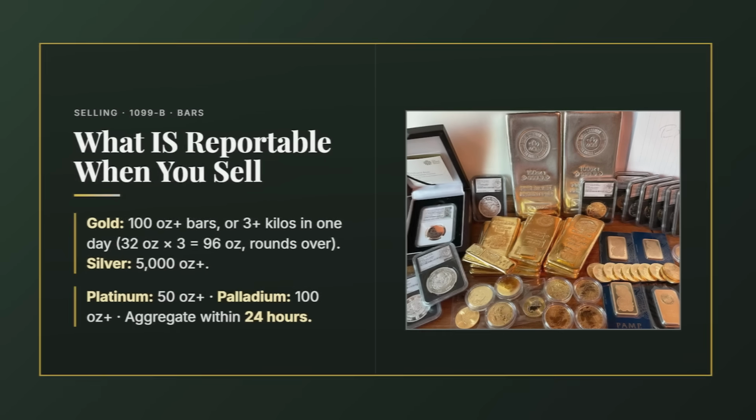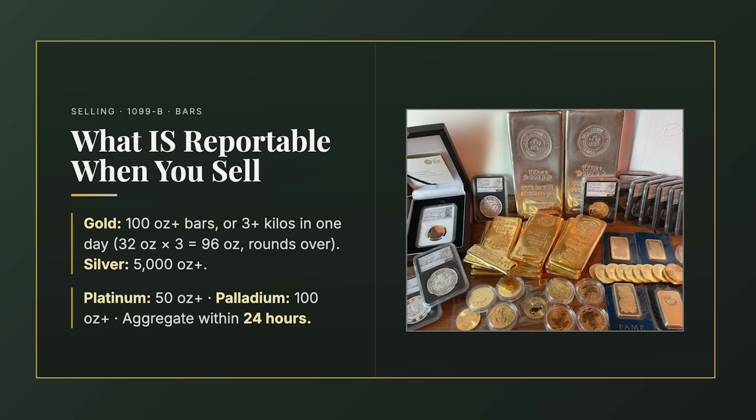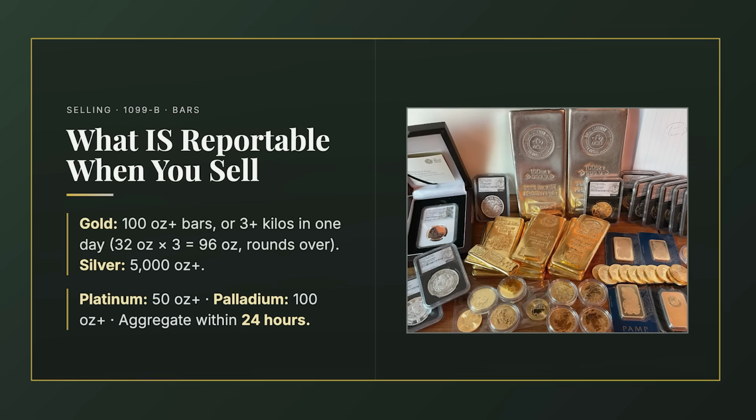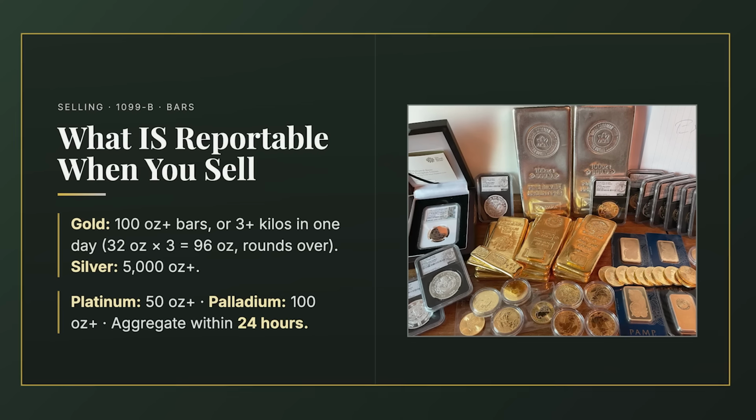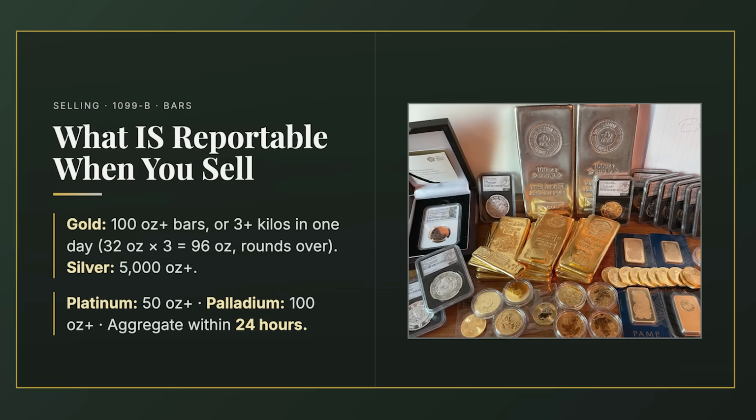Now with silver, a typical silver futures contract of the larger size is 5,000 ounces. So if you're to come in and sell a 1,000-ounce bar, guess what? That's not reportable. However, if you sell 5 of the 100-ounce bars, adds up to 5,000, that becomes a reportable event. For platinum, that number is 50 ounces, and for palladium, it's 100 ounces. Now, these are typically sales that occur within a 24 period, an aggregate of those sales.